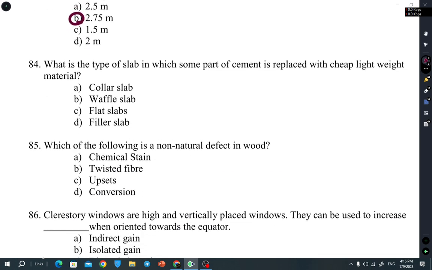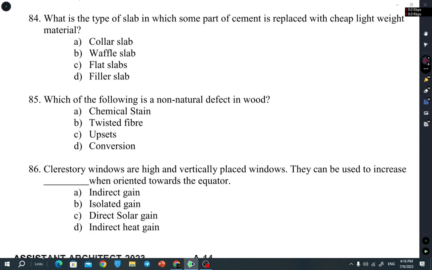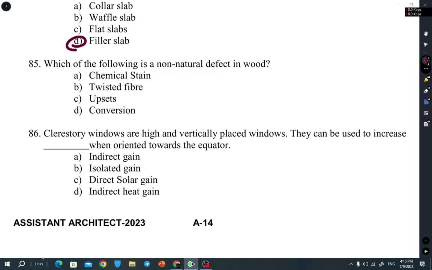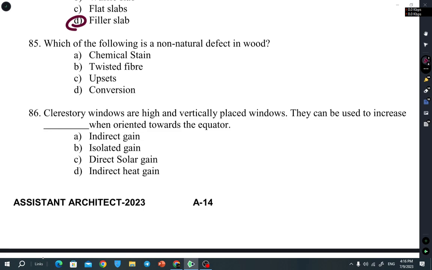2.75. What is the type of slabs in which some part of cement is replaced with cheap lightweight material? Option D. Filler slab. Which of the following is a non-natural defect in wood conversion?